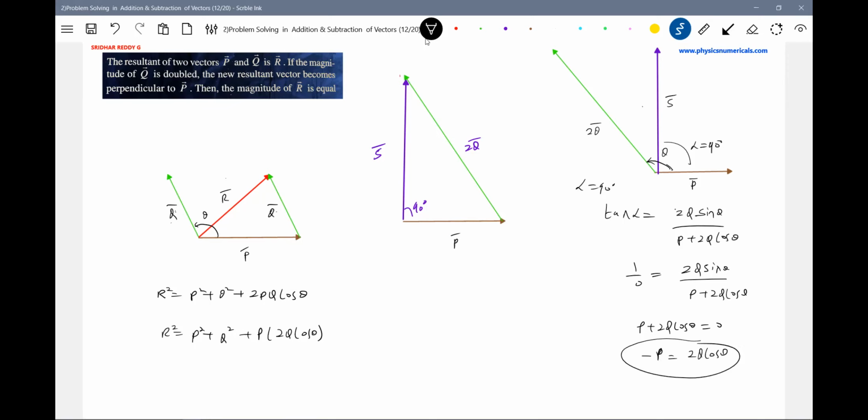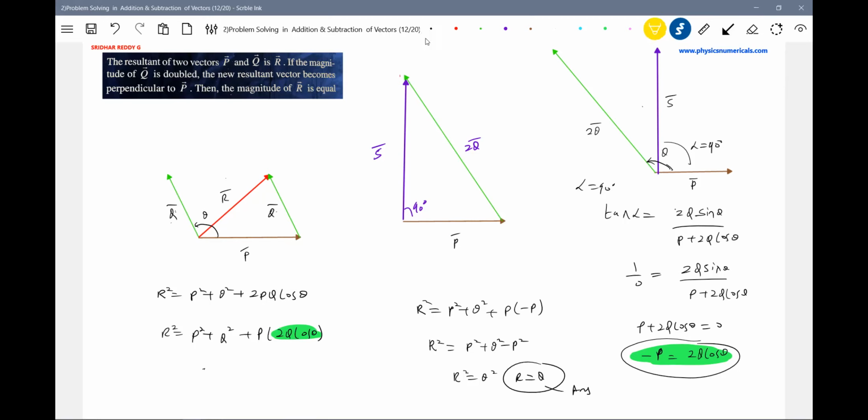Where am I going to use this? I'm going to use this in this equation. So finally, what do I get? Substituting this here, R square equals P square plus Q square minus P square. This will cancel out. R square equals Q square, R equals Q. This is our answer. You must have patience to draw the diagrams. That's what I feel.